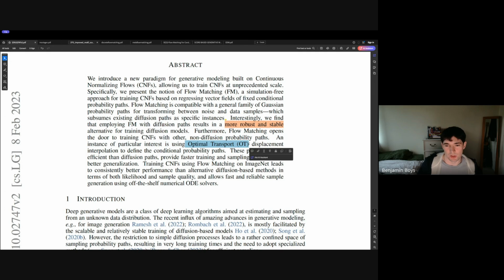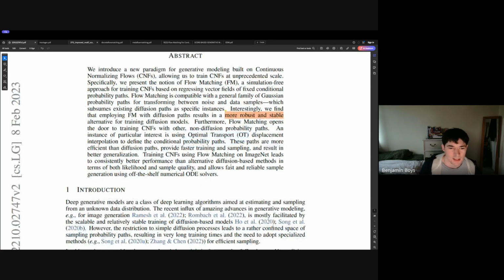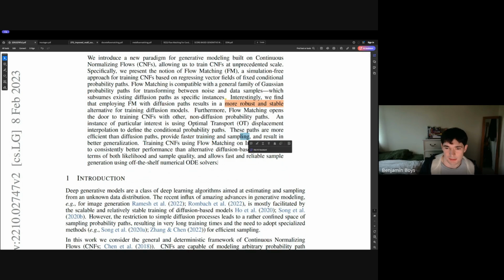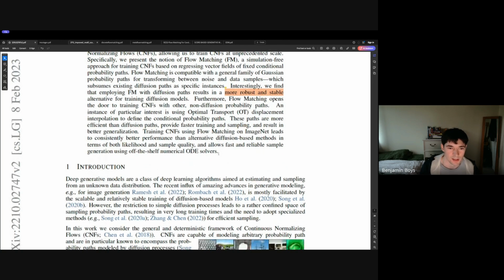So we're going towards schemes that more closely approximate optimal transport, or in one sense they are optimal, like in the conditional vector fields. We'll explore what that means. These paths are more efficient than diffusion paths, and provide faster training and sampling. That's great, because diffusion models take a while to train, billions of epochs, right? And the loss is still decreasing. So if you can decrease the number of training steps, that's good. And sampling, that means inference time is going to be faster to generate these things, which is important in practical application as well. Better generalization.